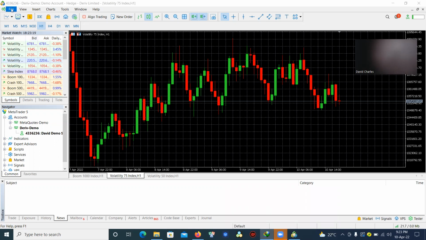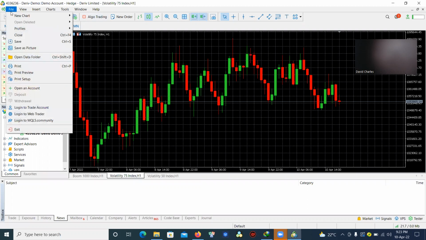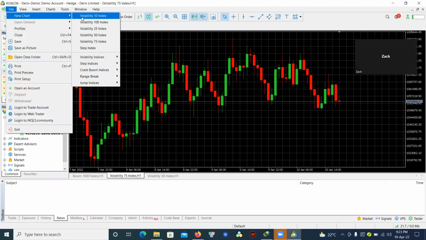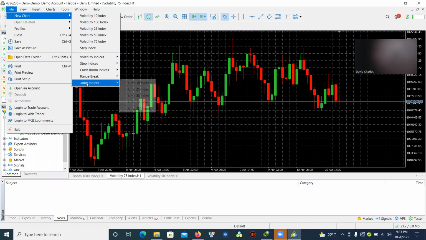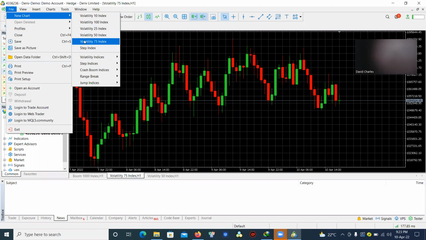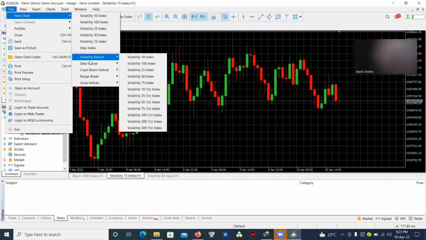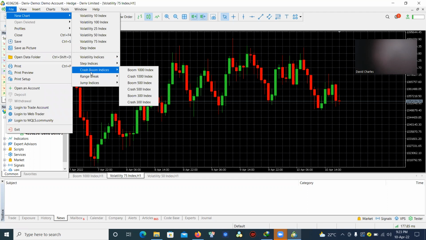Now, basically this is where the information about the account holder is put. For purposes of this, I'm using a demo account for demonstration. Under things like File, you are able to select a different or a new instrument. If you are purely a VIX person, you tackle them from here. If you are a step person, these are the categories, all of them.